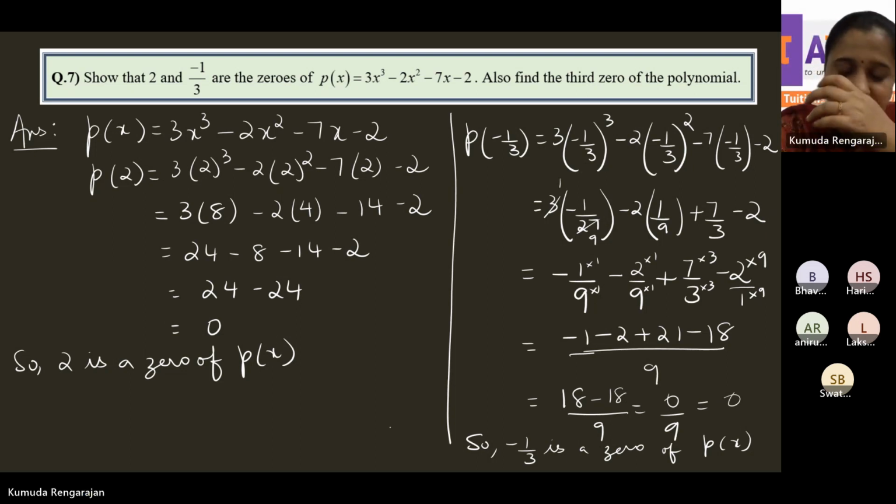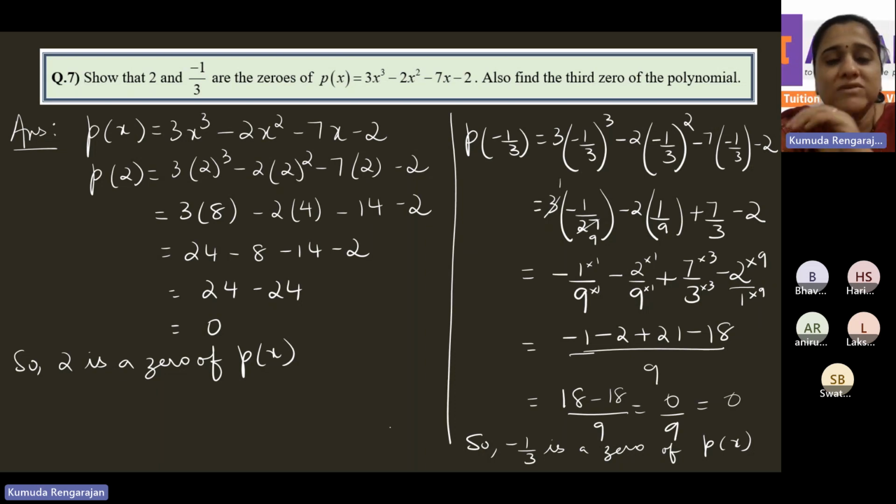But supposing it is a fraction like minus 1 by 3, so it's like 1 by 9 or 2 by 7. It's difficult to find. The trial and error method is not always convenient. It's convenient only when the zeros are whole numbers. So you may get it, you may not get it.